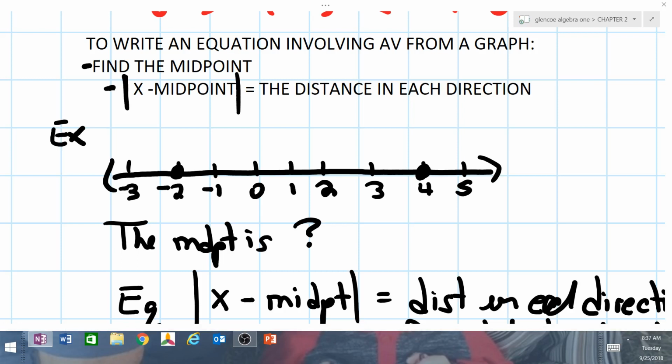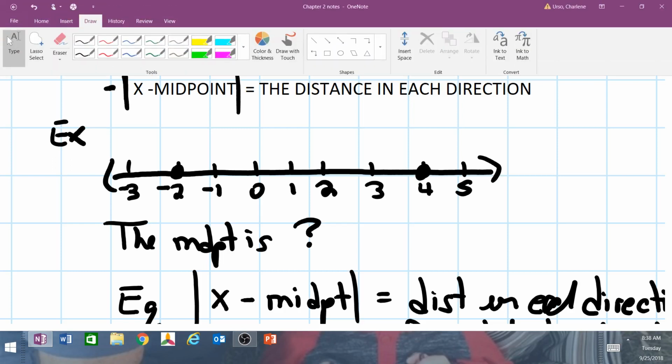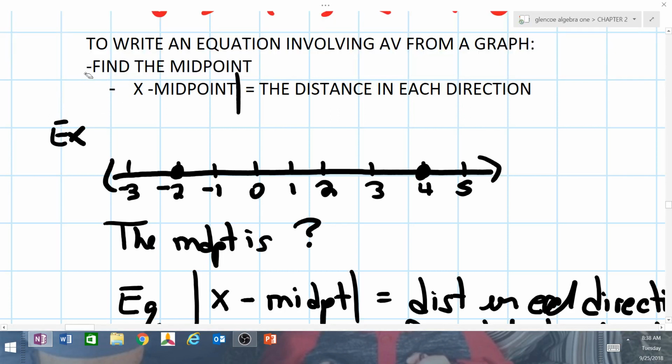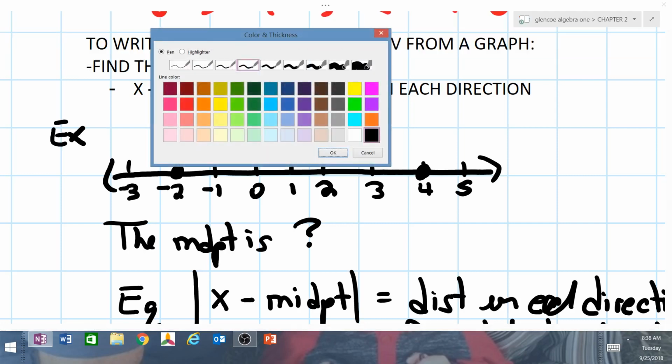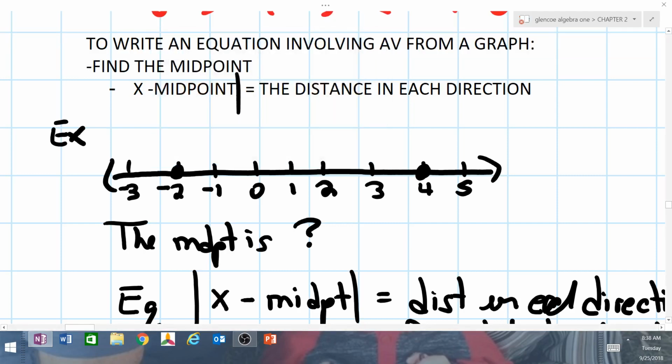Okay? The equation is going to be the absolute value of x minus the midpoint equals the distance in each direction. This is in your notes. This is on page 8. I'm just going to label that 1 and 2 because I don't want anybody to think that was a negative sign. Okay, so let me just fix this for you guys. So this is step 1, and this is step 2.